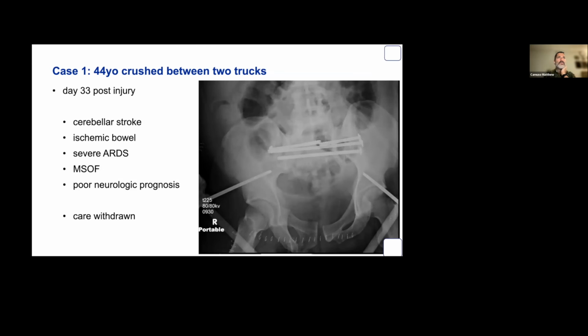Absolutely agree. Unfortunately for this gentleman, he did poorly, as many of these folks do. I'd like to relate it to just his initial management. I think he got so resuscitated. He had a stroke. With time, he got ischemic bowel from having his guts in a bag for so long, had a long bout with ARDS, and eventually succumbed when care was withdrawn. So anyway, some lessons learned there.